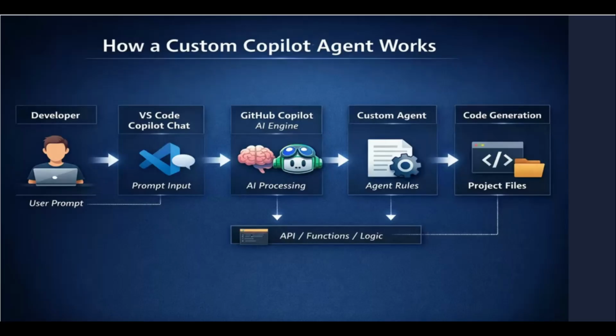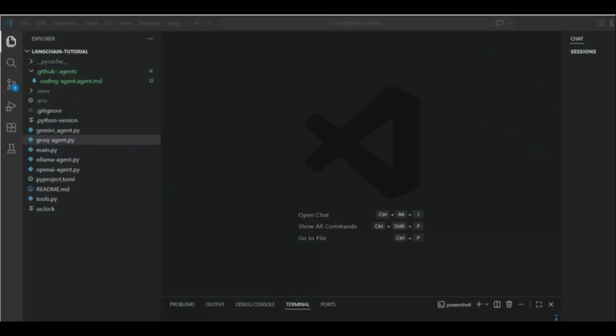Now let's understand how all these components work together. When you send a prompt inside Visual Studio Code using GitHub Copilot Chat, the request is first processed by GitHub Copilot before generating a response. Copilot reads the custom agent configuration file that we created inside the .github folder. This file defines the role, behavior, and expertise of the agent. Based on your prompt, the agent instructions, and the project codebase, Copilot then generates the final response.